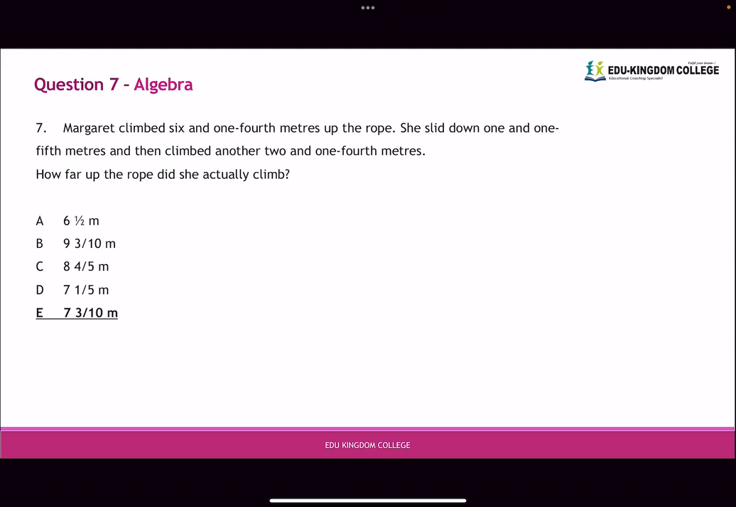All right, so Margaret climbed 6 1/4 meters up the rope. She slid down 1 1/5 and then climbed another 2 1/4. So that's altogether she climbed up. So if I just do this plus this, it doesn't matter. Order doesn't matter when you're adding.